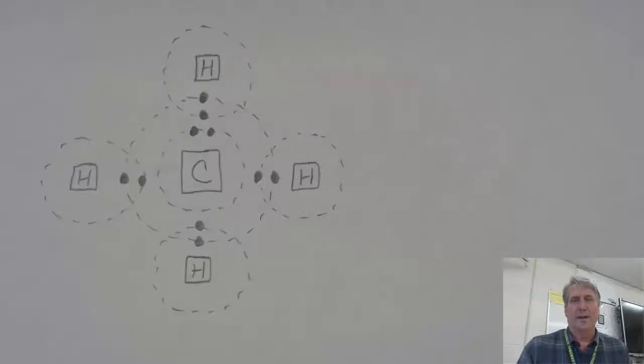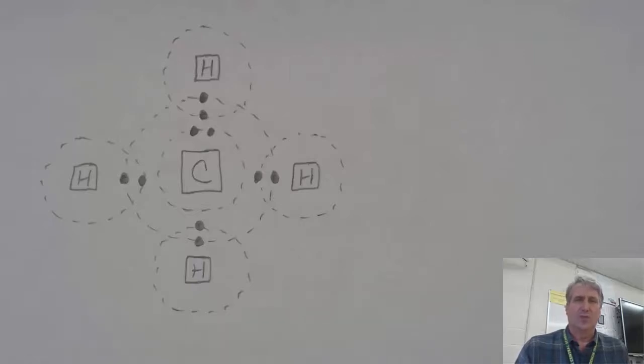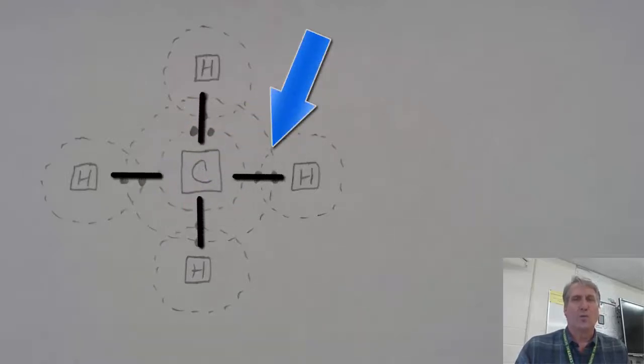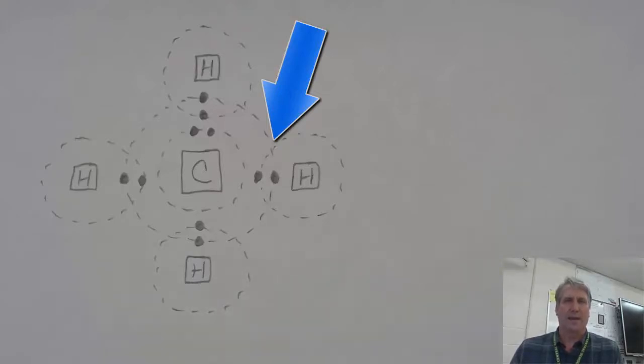This Bohr model of methane shows the same information as a structural formula. It shows that there is one carbon and four hydrogen atoms, and that each hydrogen atom has a single covalent bond with the carbon atom. The single covalent bond is shown by the outer energy level of the hydrogen overlapping the outer energy level of the carbon and the sharing of one pair of electrons.